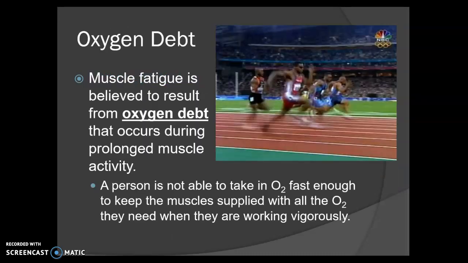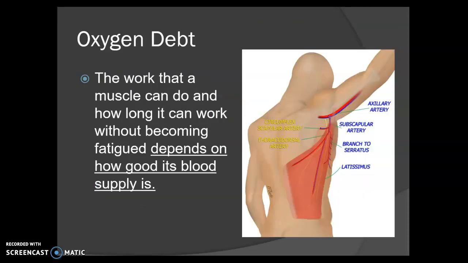Oxygen debt is another way that muscles can fatigue, and that's because the oxygen that's necessary is just not being delivered fast enough to the muscles as it should. So they're not able to take in that oxygen fast enough, and the muscles supplied with that oxygen just aren't able to work as hard or as vigorously.